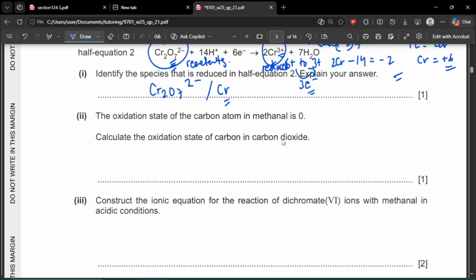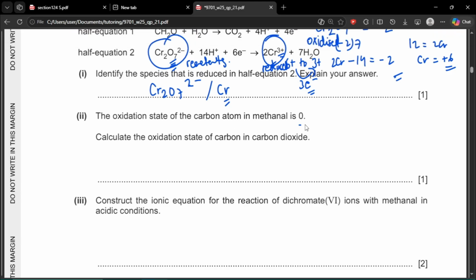Anyways, let's look at the next question. The oxidation state of carbon in methanol is 0. Okay.